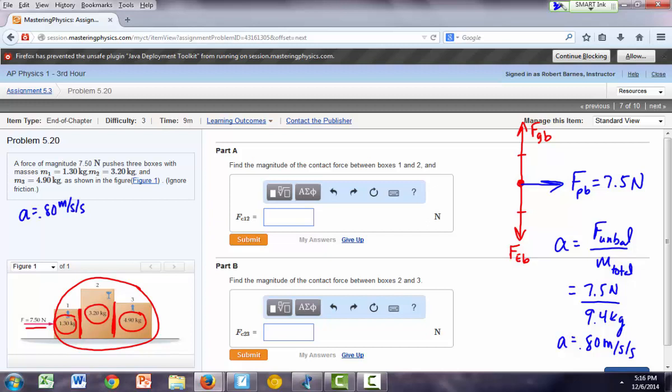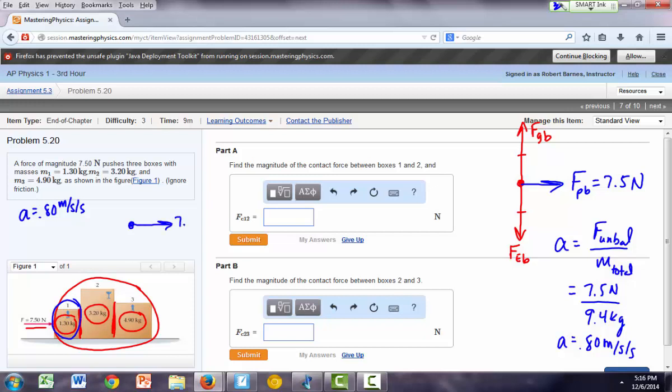I can go back and I can look at each box individually, and I can analyze the forces on each box separately. So I'm going to draw a force diagram of box number 1. And I'm not going to worry about the up and down forces because I know those offset each other. The normal force of the floor, the support force, is equal and opposite to the Earth's pull downward. So the only forces I'm going to worry about are in the x direction.